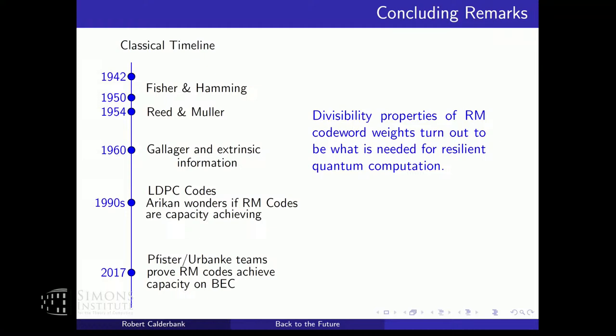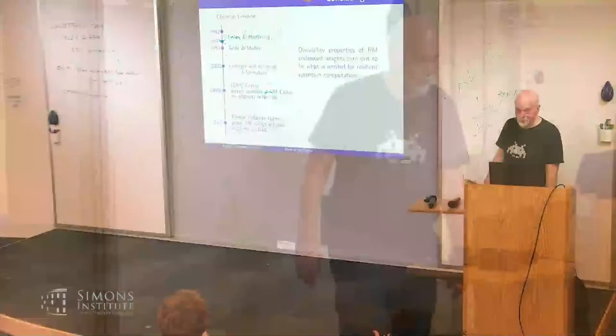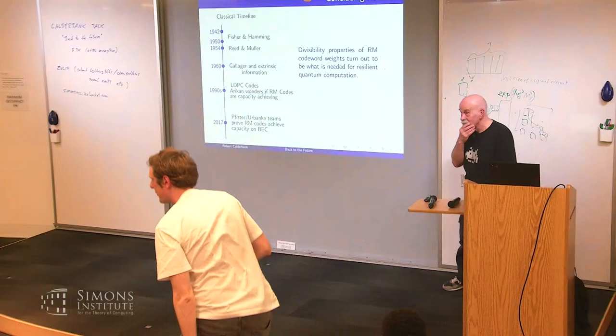And these days, in the quantum world, divisibility properties of Reed Muller codes with weights turn out to be what's needed to produce codes that are invariant under certain diagonal transformations. That is my answer. Field questions. Thank you.